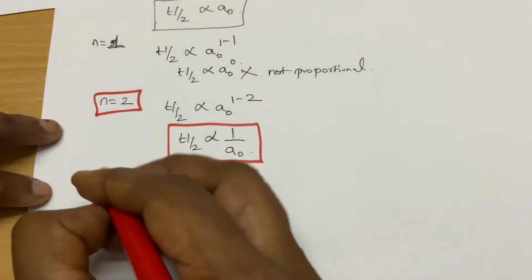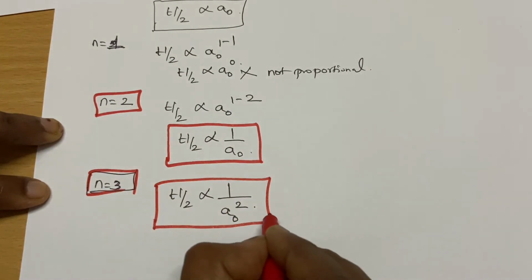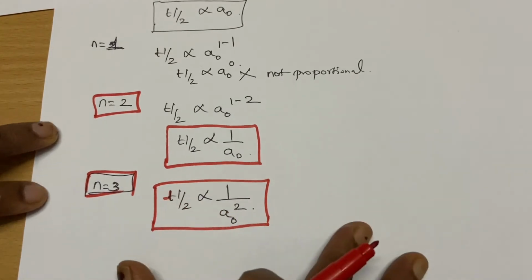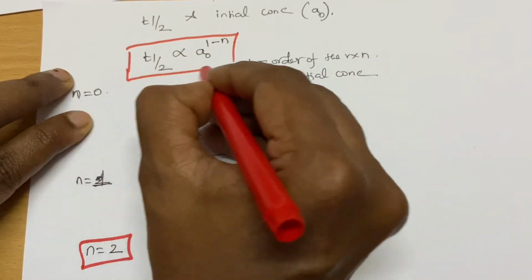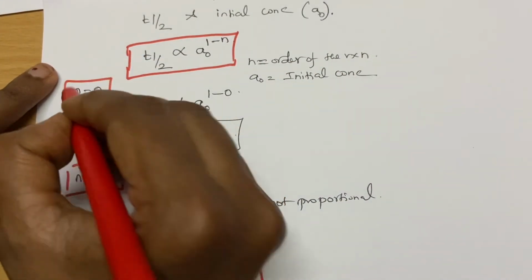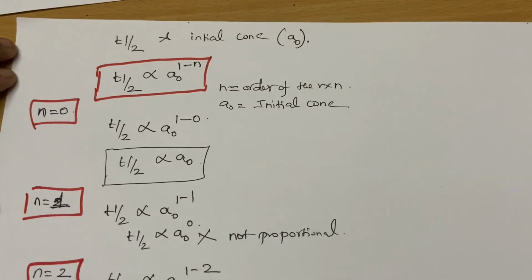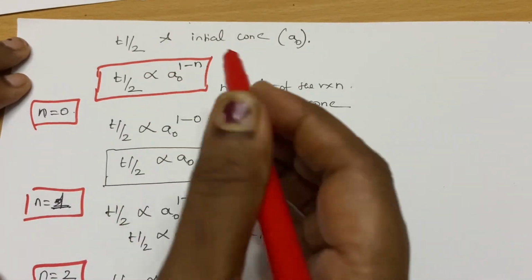I have asked a question at the end based on this trick. Easily you can crack the question. This is a very, very useful trick. Also, this trick can be used to find the order of the reaction from the half-life period, using 1 minus n. So please remember this.